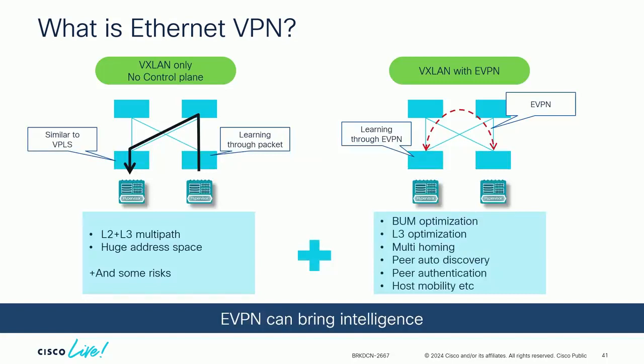And so as you might imagine, what EVPN brought us was optimization of broadcast, unknown unicast, and multicast traffic. Layer 3 became optimized. We're now capable of multi-homing, and we have things like peer auto discovery, peer authentication, host mobility. So a lot of good things came about as a result of introducing that structured control plane on top of VXLAN. Questions about this? Okay.